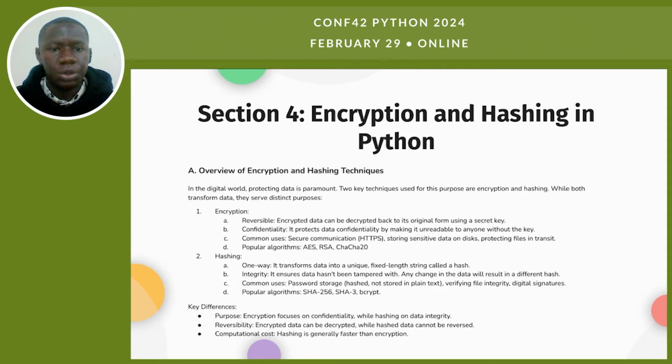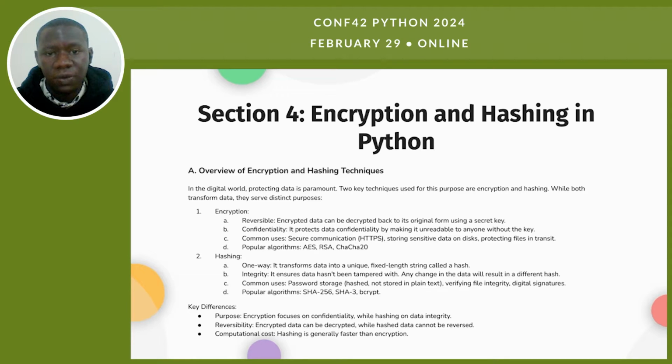Number one, encryption. A. Reversible. Encryption is reversible. Encrypted data can be decrypted back to its original form using a secret key. B. Confidentiality. It protects data confidentiality by making it unreadable to anyone without the key. C. Common uses. Secure communication, HTTPS, storing sensitive data on disks, protecting files in transit.